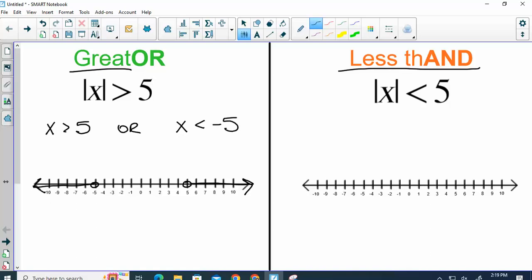Do you want us to write on the graph? You might, just so it kind of helps you. So this is kind of your notes up at the top, so you remember the two different types.